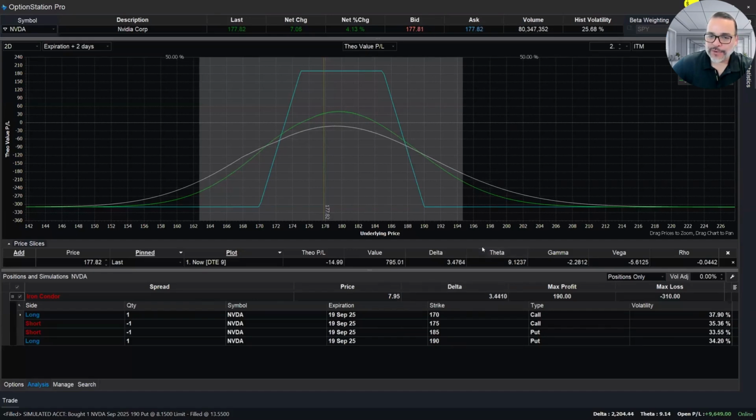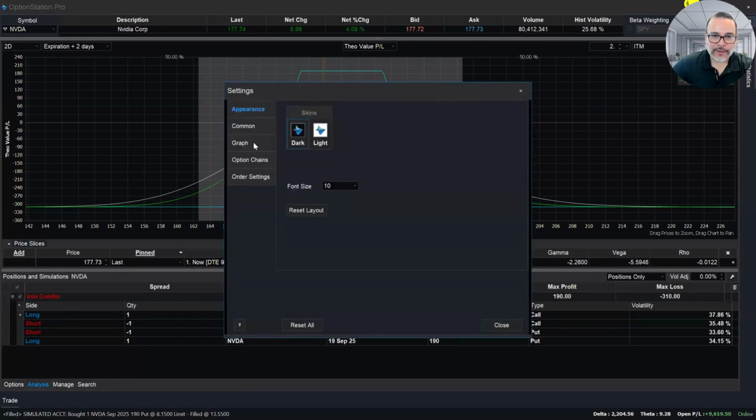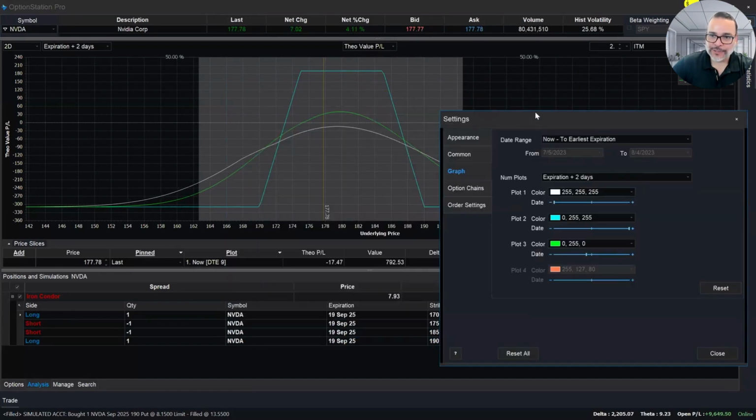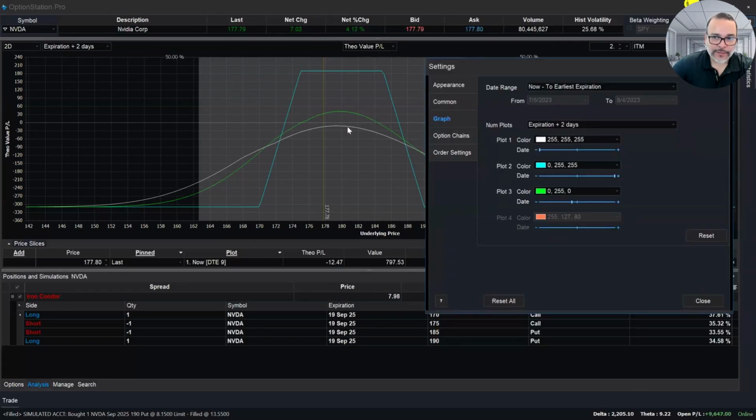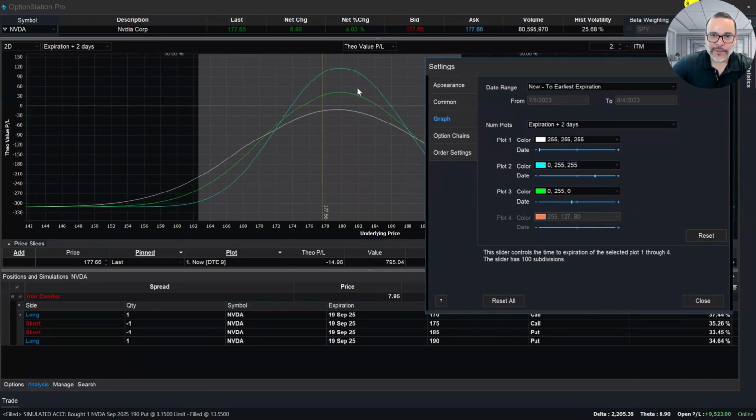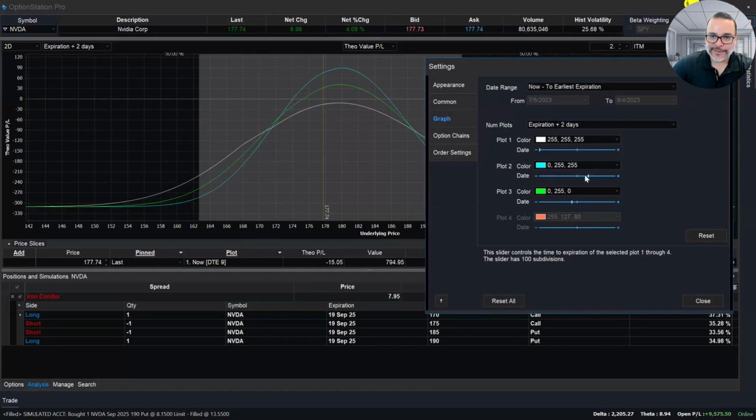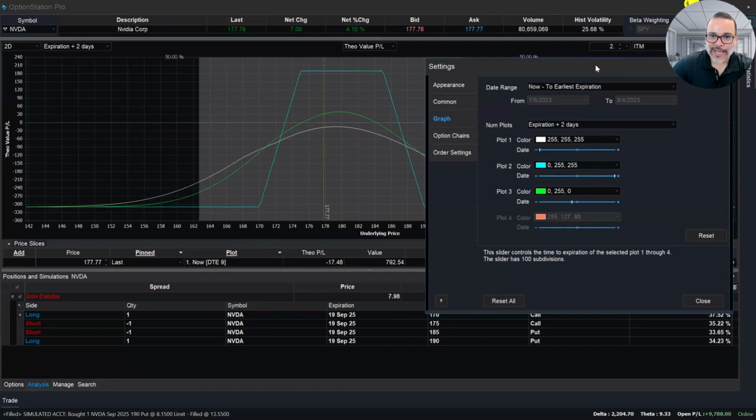What I'm going to do is come over here to the settings, and I'm going to click on graph, because the graph allows you to play around with the other two lines. You can see that the white one is set all the way to the left-hand side, which is now. And the blue line is set all the way to the right-hand side because that's expiration. Notice if I drag this, you see the blue line changing as I drag it. You see that? Okay, so those are the two lines.